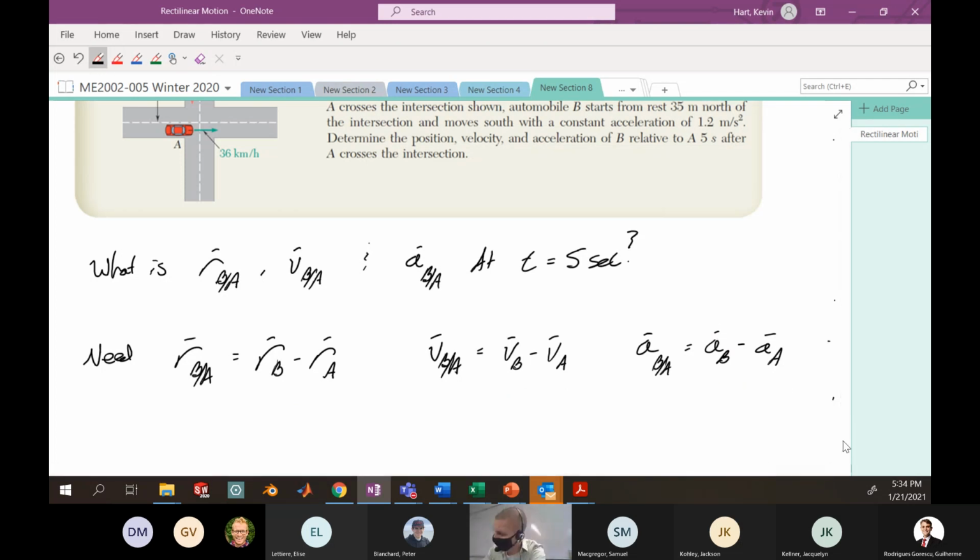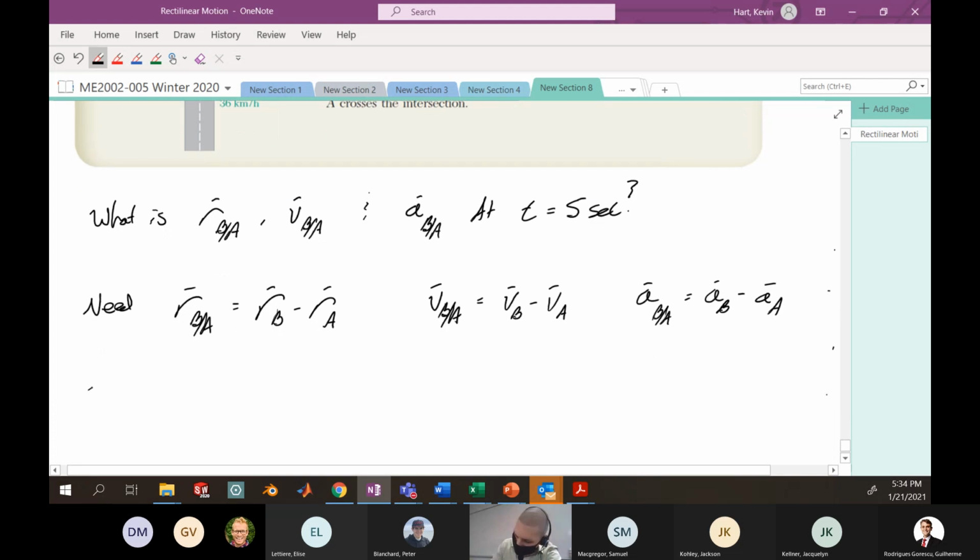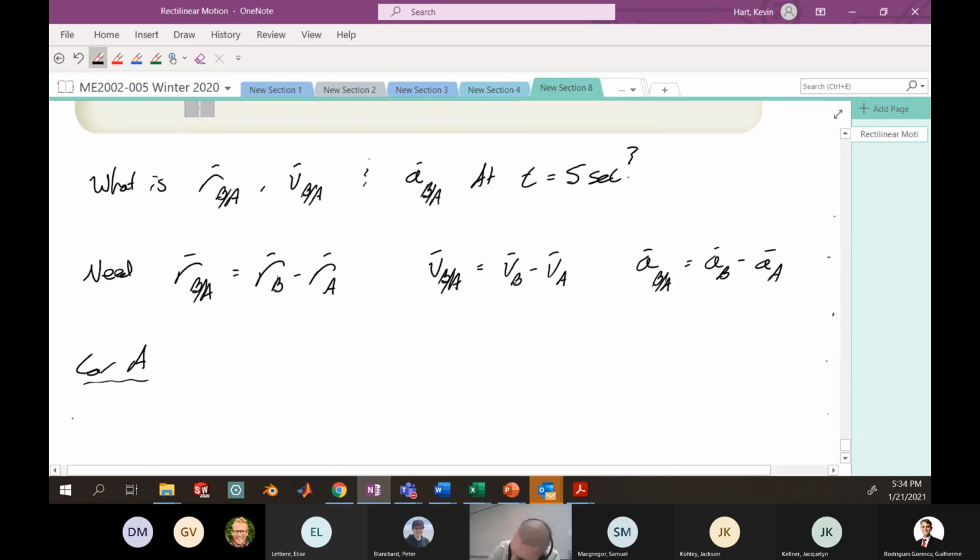All right, let's start with car A. What am I told about car A? It's moving east at a constant speed of 36 kilometers an hour. So I know in my fixed frame that I'm looking at from above, the velocity of A is 36 kilometers an hour, and it's moving east. Velocity needs a direction.